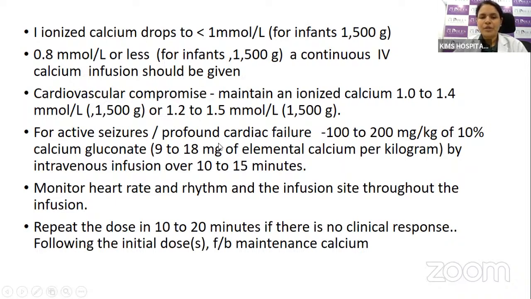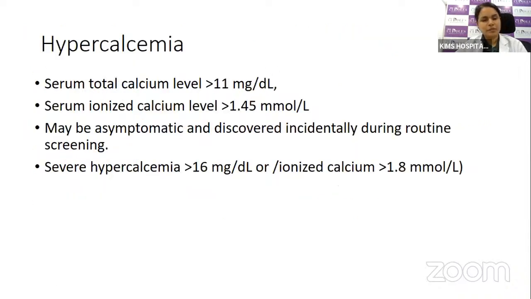Again, for active seizures or profound cardiac failure, 100 to 200 milligrams per kg of 10% calcium gluconate can be given as a continuous intravenous infusion. Monitor heart rate and cardiac rhythm, as well as the infusion site for extravasation, throughout the infusion. If there is no clinical response, the bolus dose of calcium may be repeated after 10 to 15 minutes. We shall now discuss a little bit about hypercalcemia.